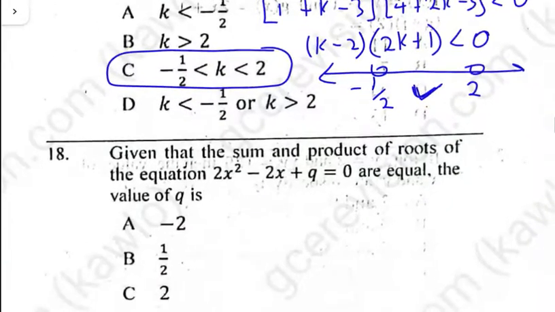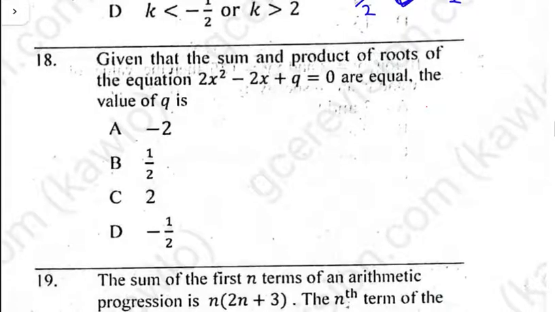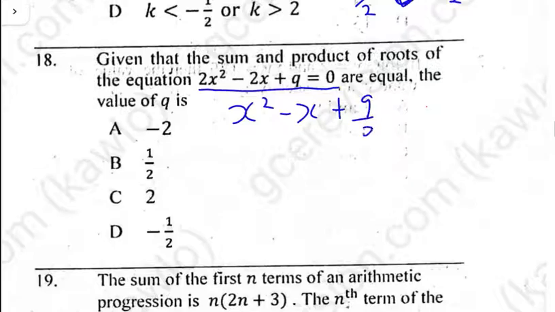That takes us to the next question, question 18. Given that the sum and product of roots of the equation 2x squared minus 2x plus q equals 0 are equal, the value of q is... So first of all, writing this one in the form x squared minus sum of roots plus products, we'll have x squared minus x plus q on 2 equals 0. So if the roots are a and b, then a plus b, the sum of roots is 1, because this is minus the sum of roots, right?